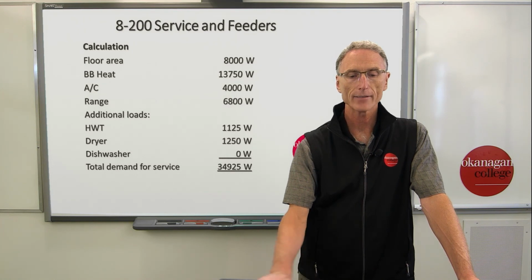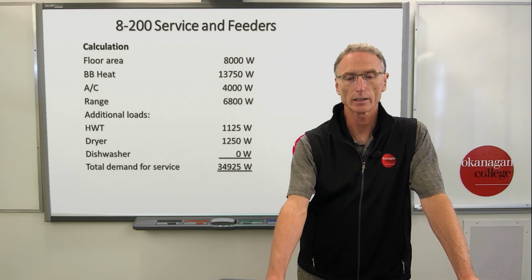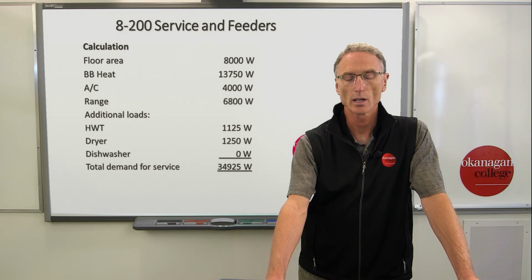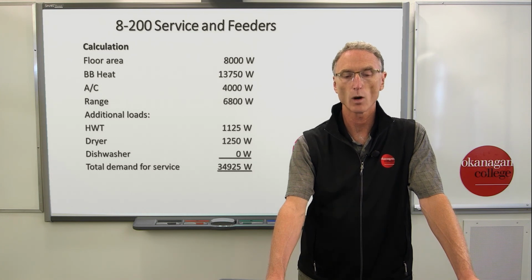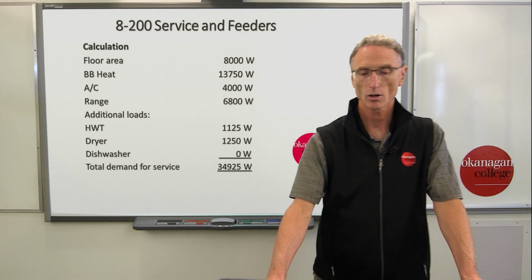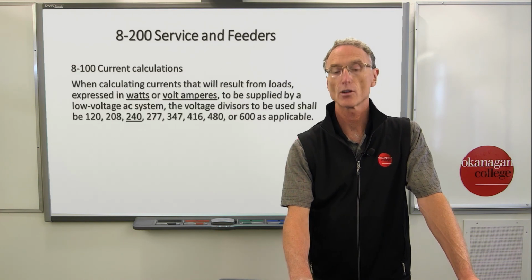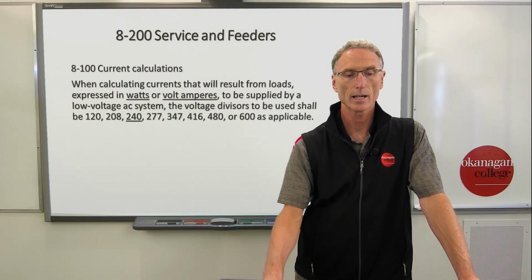So let's add that figure now into our total calculation. As we're going down here, we have a total calculation once we're adding in those additional loads of 34,925 watts. Total demand on our calculation. So now we want to take that and turn that into amps. So let's see how we're going to do that.